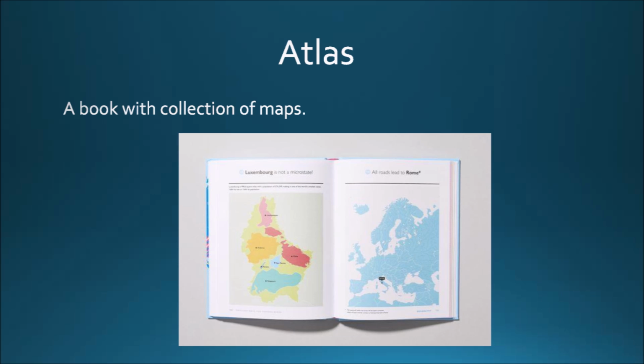Atlas means a book in which there is a collection of maps. That book is called an Atlas. Atlas was the name of a Greek god who is believed to have carried the whole world on his shoulders. So, this book has been given his name, because it carries maps inside.